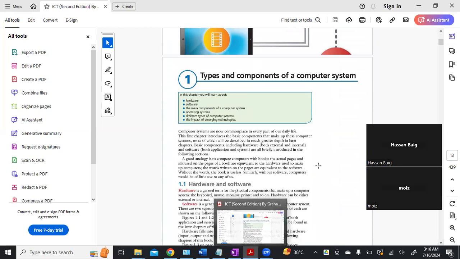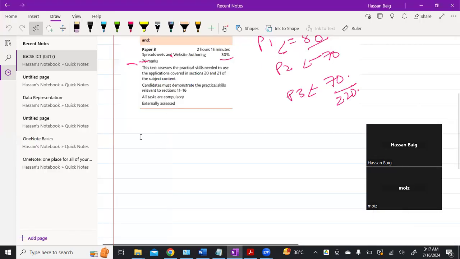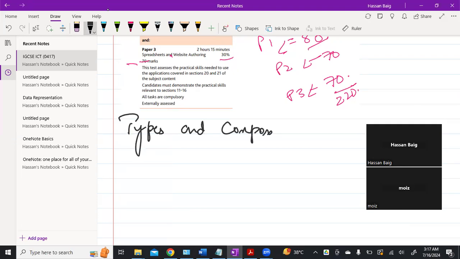And first, we need to understand what is computer, what is hardware and software. That is basically the first thing. So first, we need to understand the chapter is types and components of computer, right? So first we need to understand what is computer.